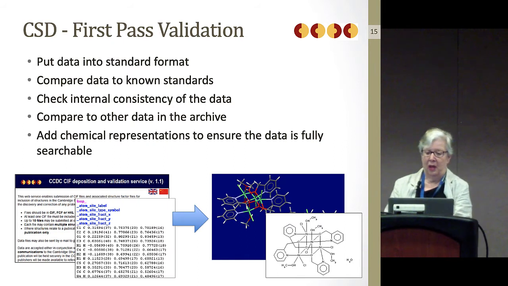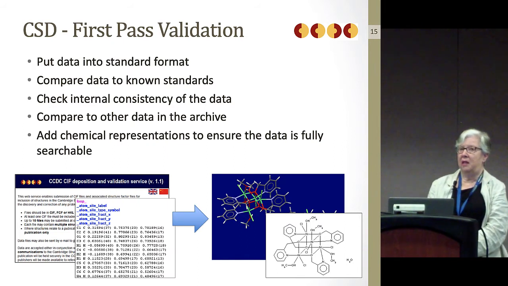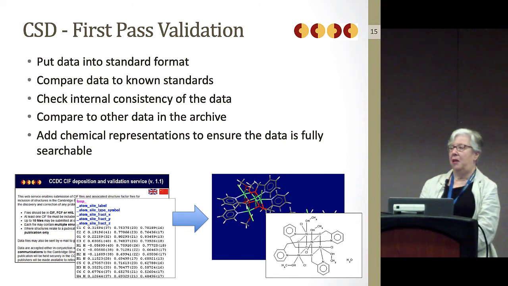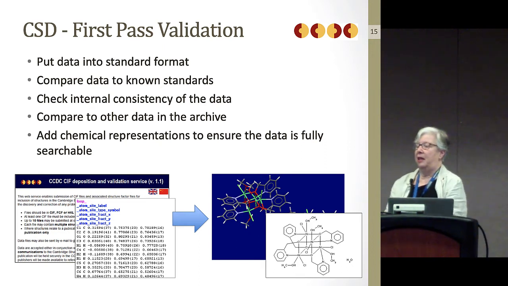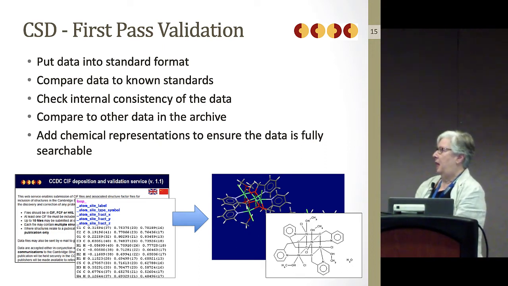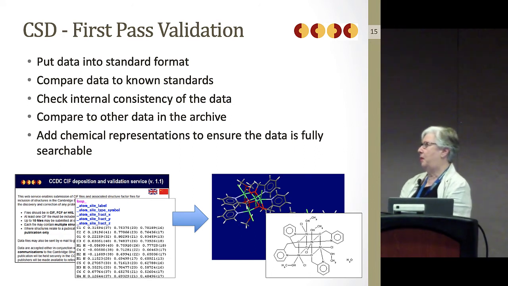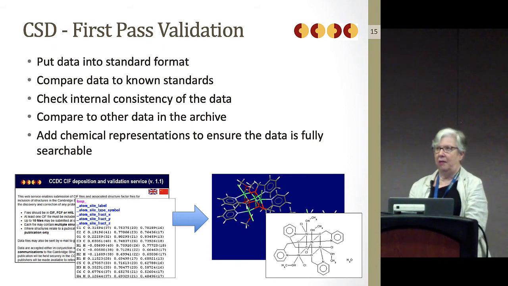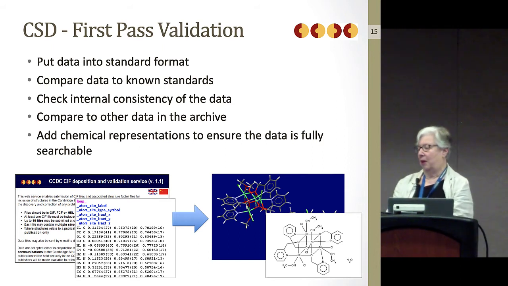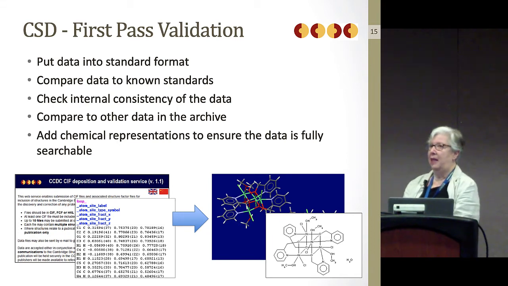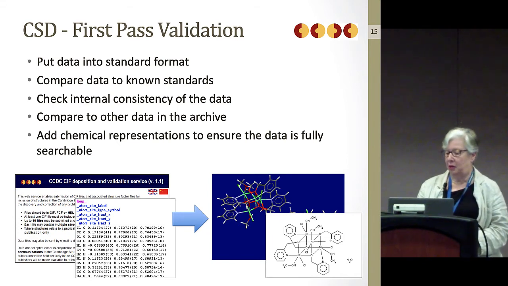In the first pass of validation, as in the case of any database, you have to get it into some kind of a standard format. You need to compare the data to known standards, check the internal consistency of the data, and compare the data to others in the archive. And then what the PDB also faced is putting the chemical representation in properly, because when you only have coordinates, you don't really know what the chemistry is. And so you have to figure it out. In small molecules, it might be a little bit easier than for large molecules, but that is a very big challenge to get the chemical representation correct.